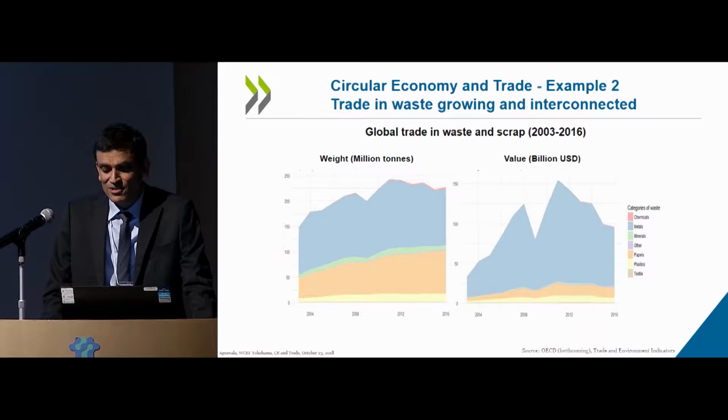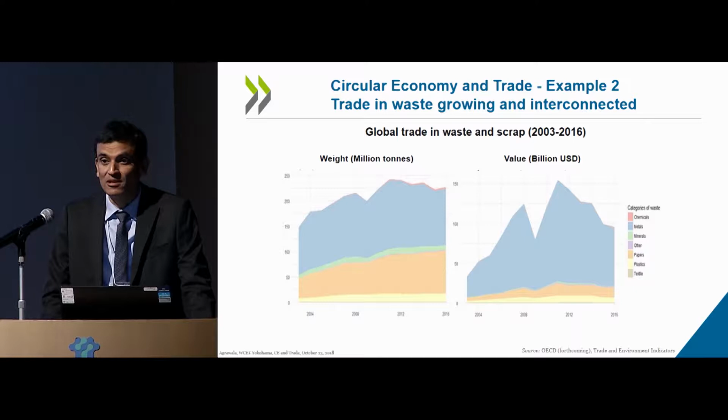That was in 2016, but you can see a few years before that, the value of the trade in waste was a lot higher, due to higher commodity prices. So trade in waste and scrap has been happening for a long time and is growing in importance.